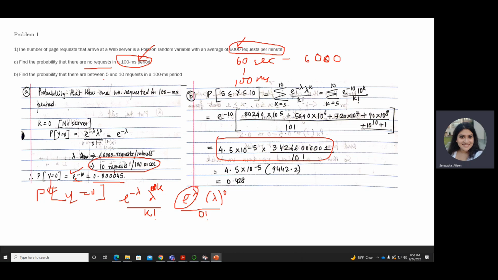Now, similarly, 5 to 10 requests means X equals 5 to 10, not beyond 10, not less than 5. So just put the formula down. You have the values already. I calculated the values individually, and we came up with this final number. Remember, the probability should always be between 0 and 1. So this is kind of a check that you have done all your calculation steps perfectly.